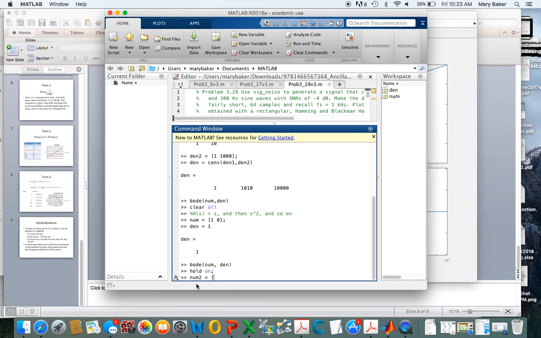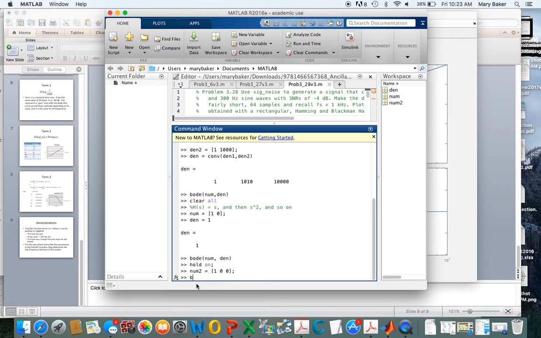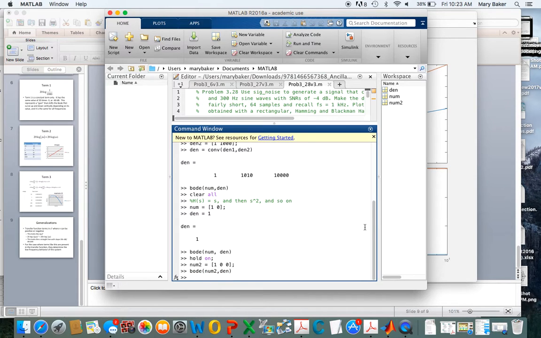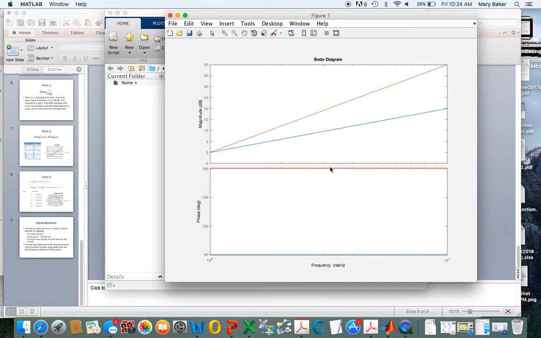And let's use s squared. So there I would have 1, 0, and 0, representing s squared plus 0s plus 0. And now let's do a Bode plot of numerator 2, denominator.